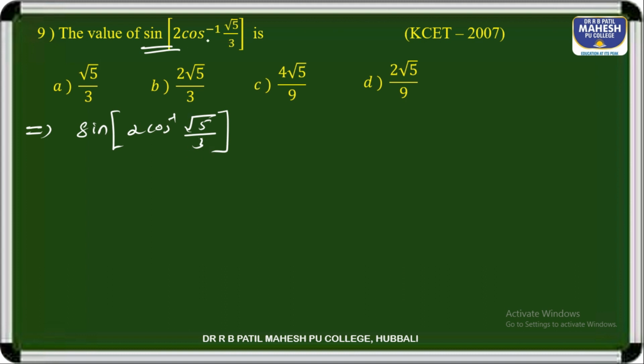You will get a number. Then you have to check the options. The option which matches that answer is going to be the correct option. So here, don't think much about the options. Directly you need to simplify the given expression.